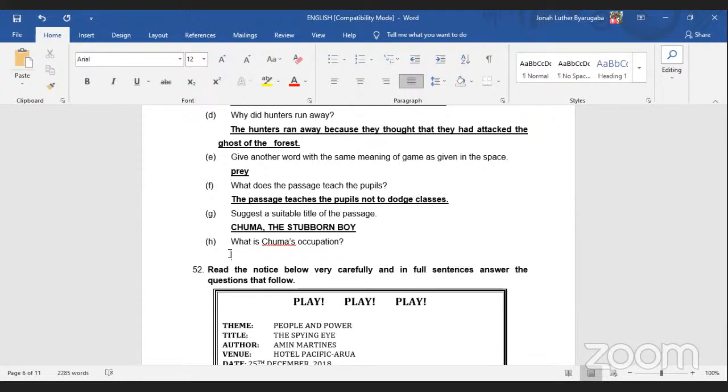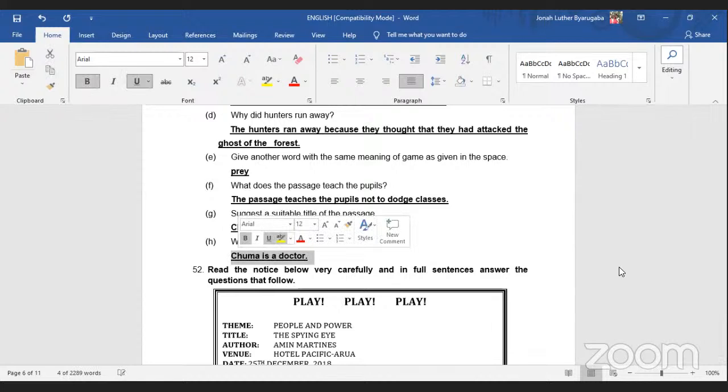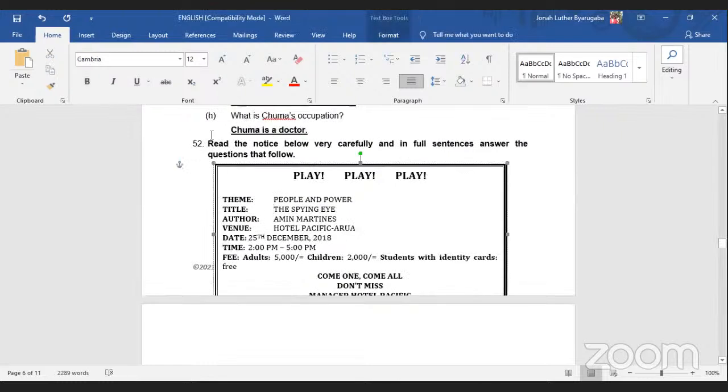What is Chuma's occupation? Chuma is a doctor. Very good. I am very happy that Hathi did not say Chuma's occupation is a doctor. When we are asked about occupations, we don't repeat the word occupation because doctor itself is an occupation. Okay? Those words are not repeated once used in a question.